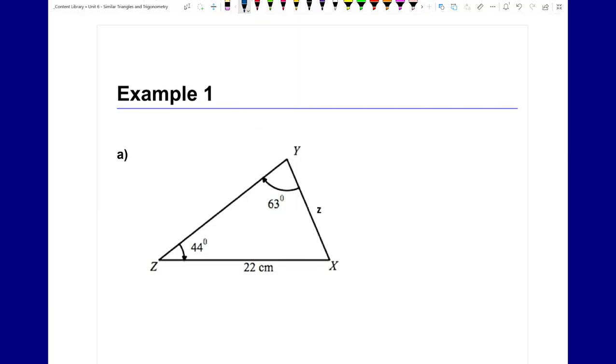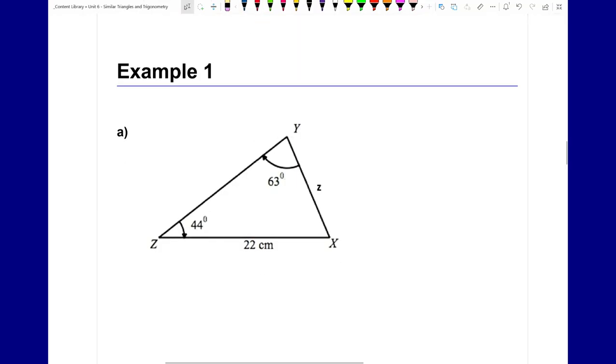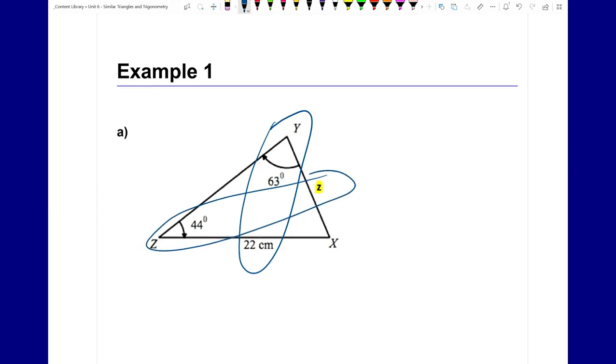So I want to find my missing side length. And in this case, I'm going to be looking for this side here. Because I want to use sine law, I should have a full pair and half a pair. And if I look, I can see I have a full pair here. I have a side and an angle. And I have half a pair here.